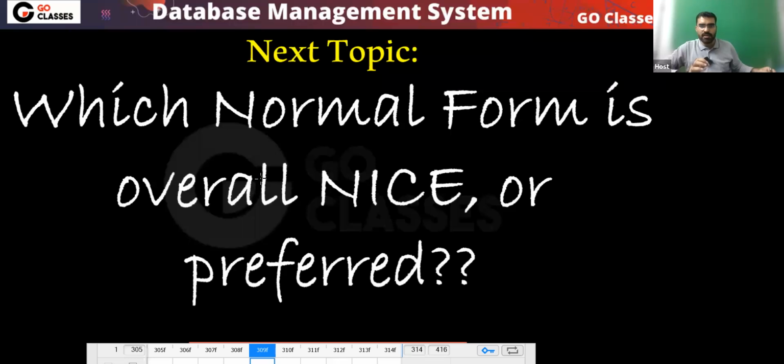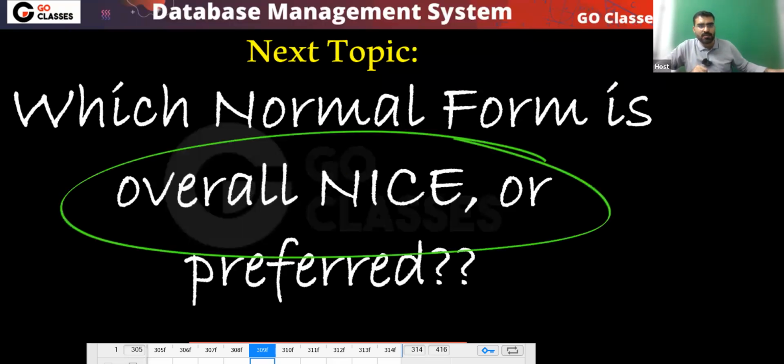Are you getting the idea? So for a transitive dependency, you don't have to do anything. That is automatically enforced. Is this clear? You just enforce this, you enforce this, then automatically the transitive one is already enforced. Don't worry about the transitive one. So tell me, which normal form is overall nice and preferred?